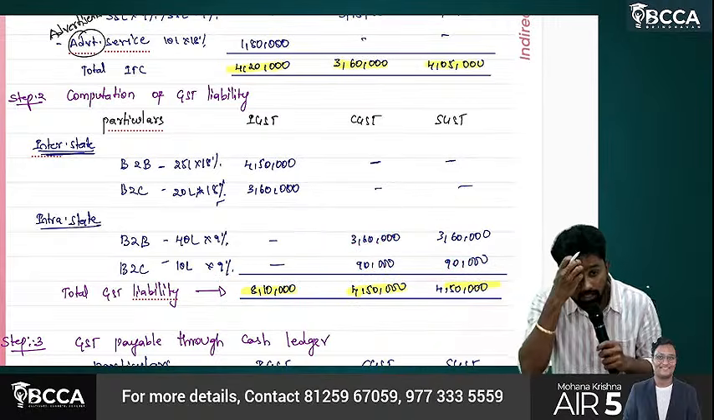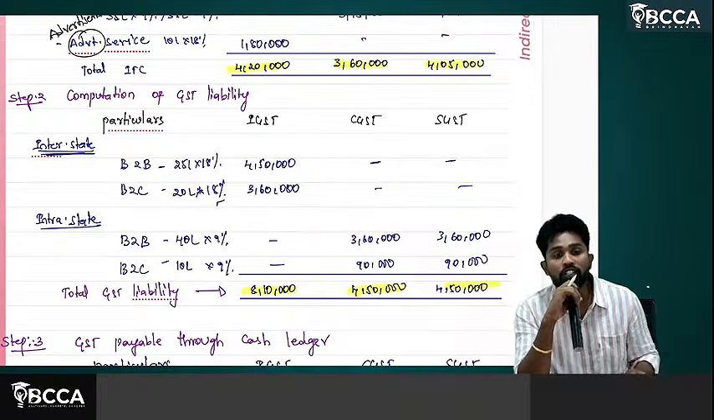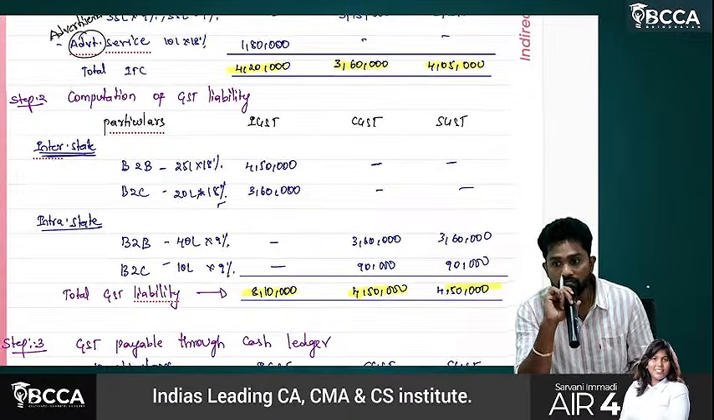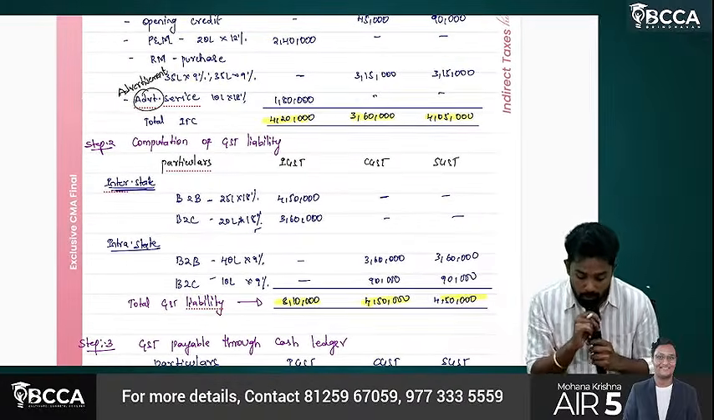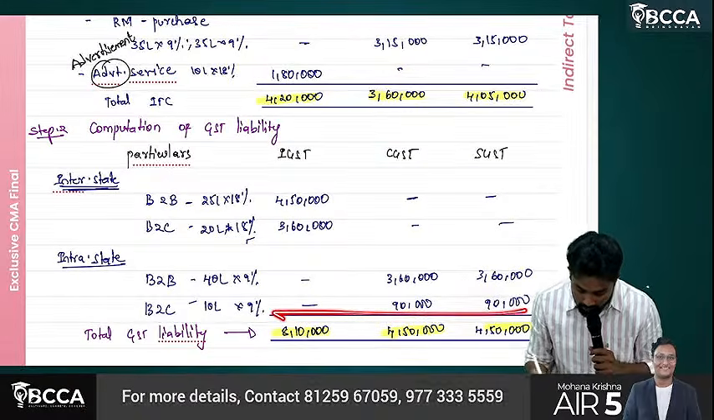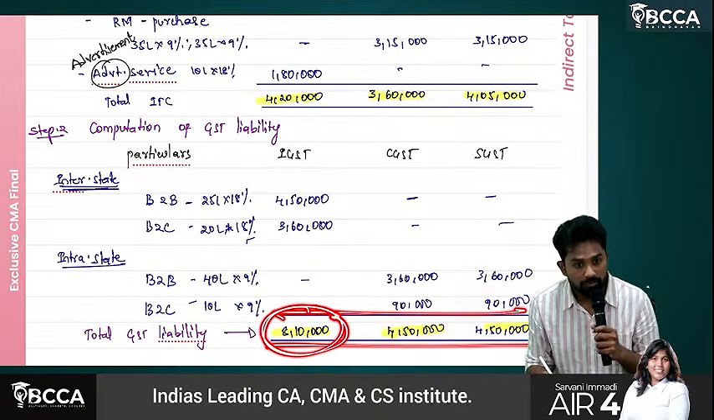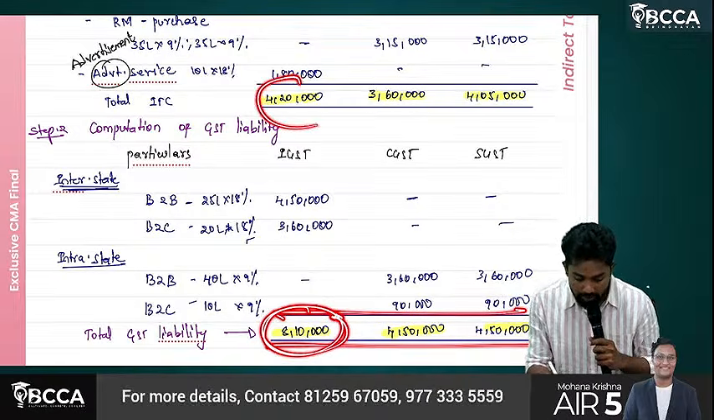Now what is the third step, sir? Step 3 is you need to find out the GST payable through cash ledger. So how to do? This is the liability. First, IGST. What we have to adjust? IGST credit. So 4,20,000 you adjust.